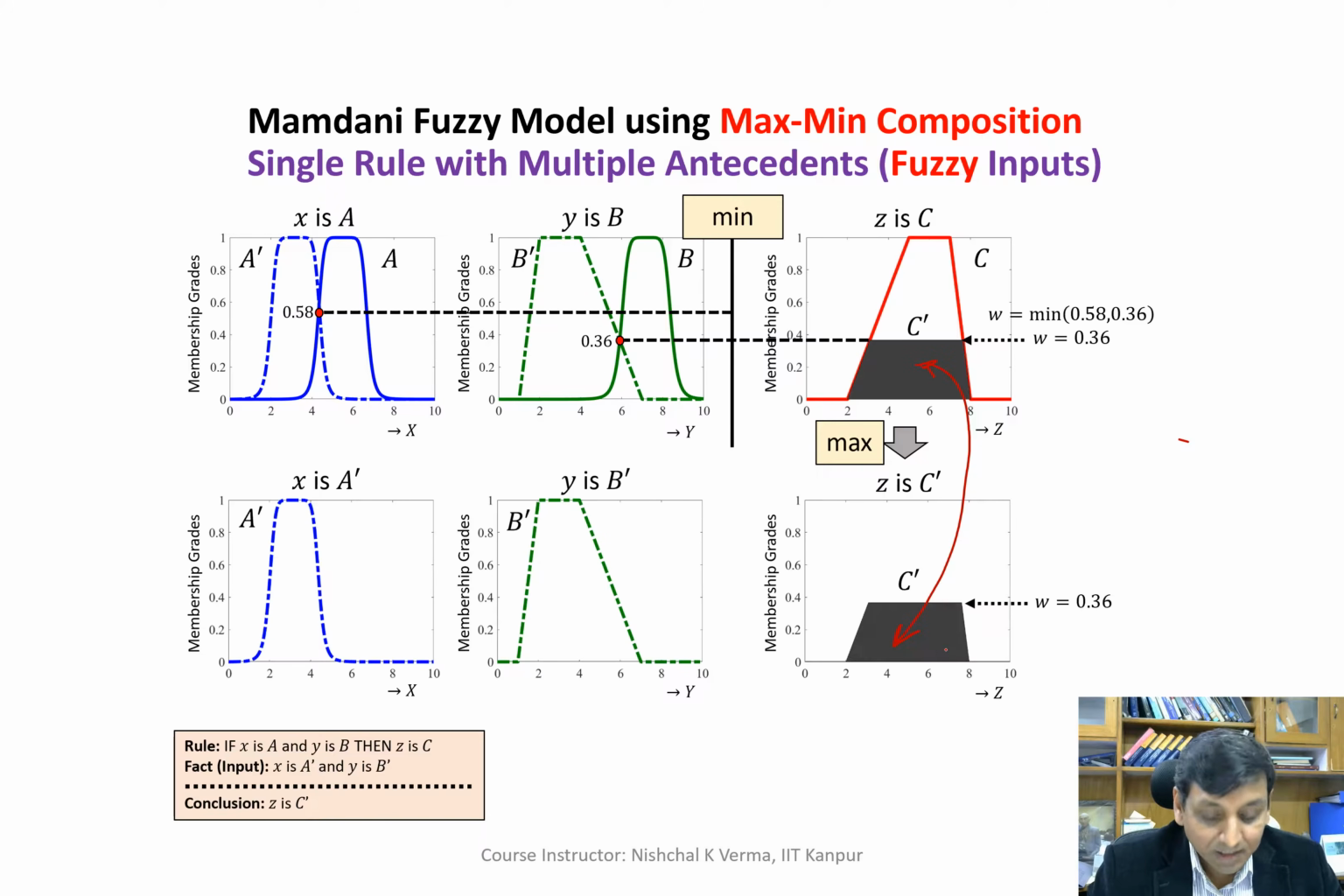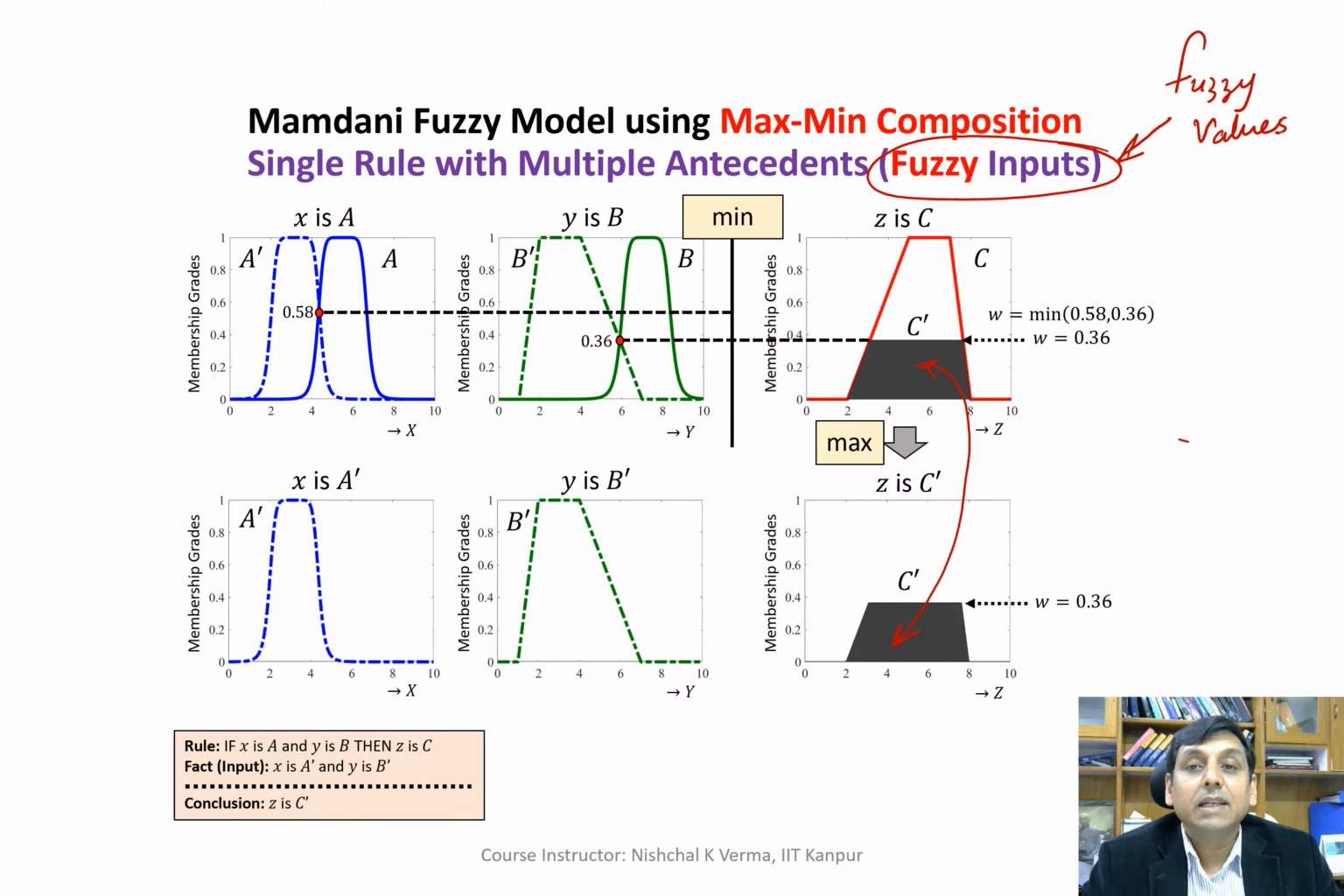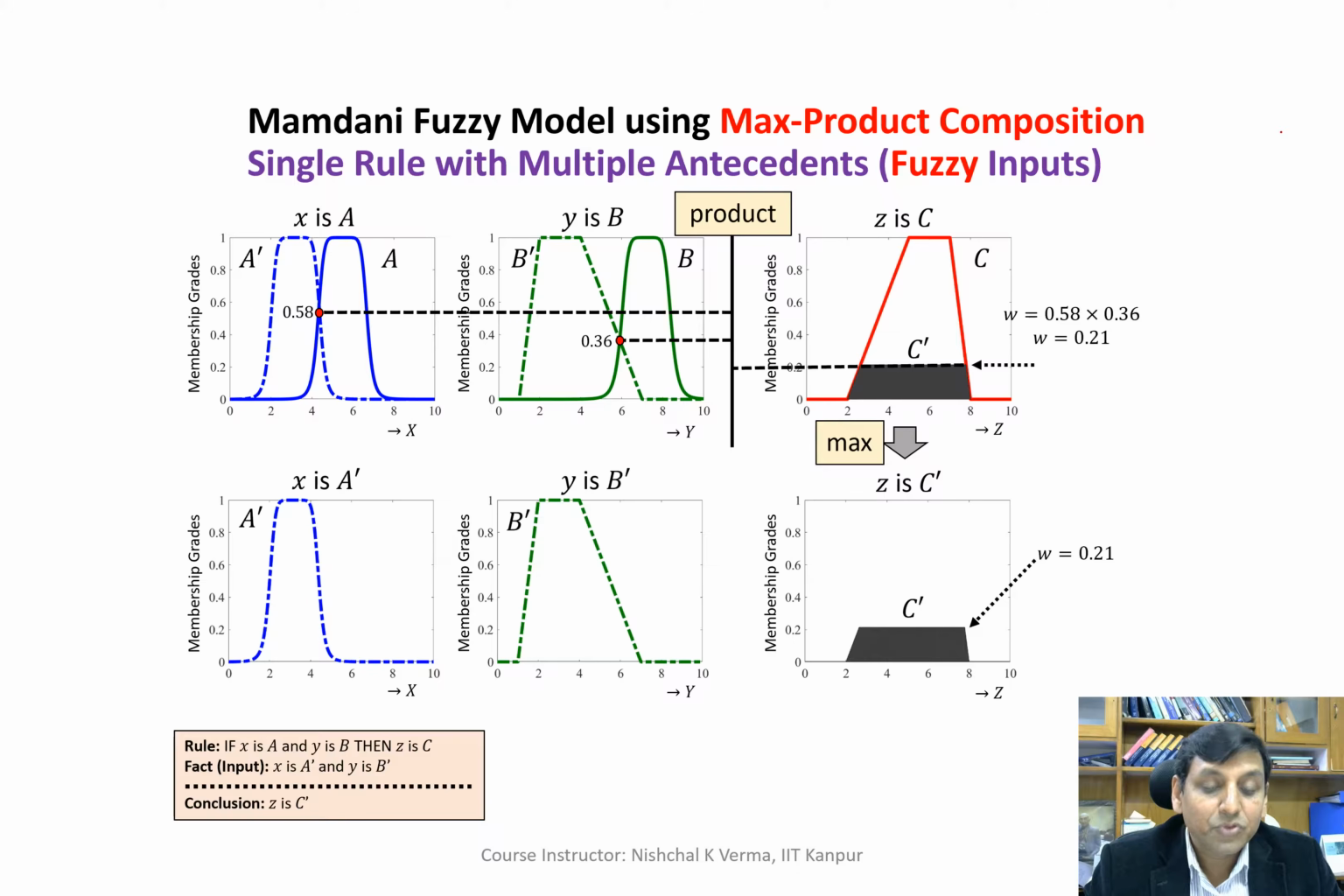So here, in this case, the input is fuzzy. You see here, the inputs are fuzzy values, or fuzzy sets.